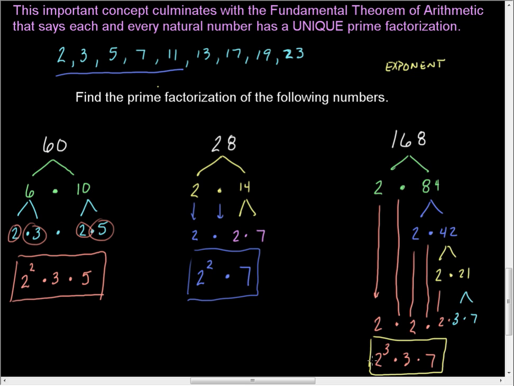You notice they're close. Some of them are close, but they're not exact, and that's what that fundamental theorem of arithmetic says. All of these numbers will have different prime factorizations.